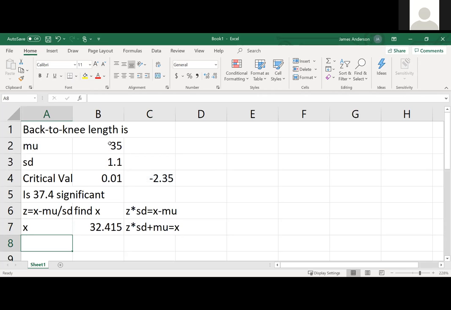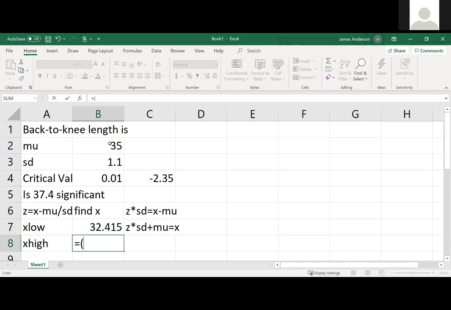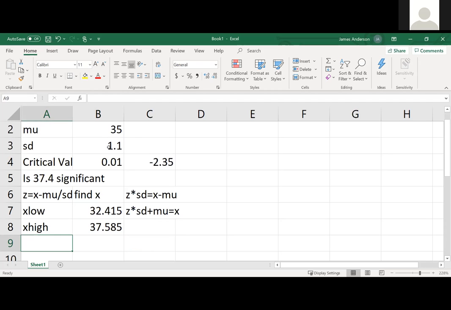The next thing we have to do, let's do that x low, as x high, which would be the absolute value, ABS, of that. Because we did it on the left end, so we have to find it on the right end. Times the standard deviation plus the mean. So that would give us, it's called a confidence interval, even though they're not calling it a confidence interval, between 32.415 and 37.585, which is our upper and lower end.